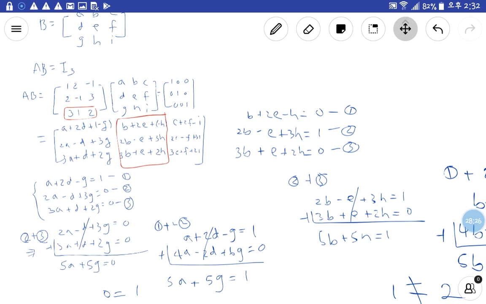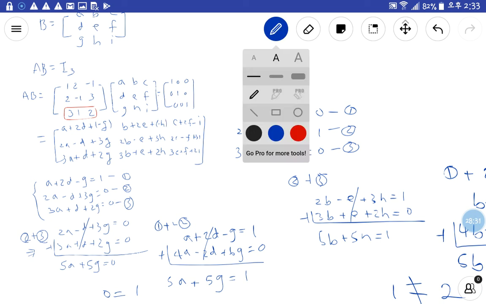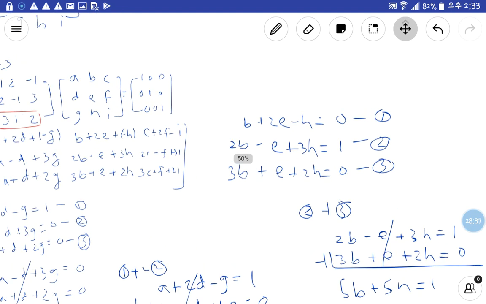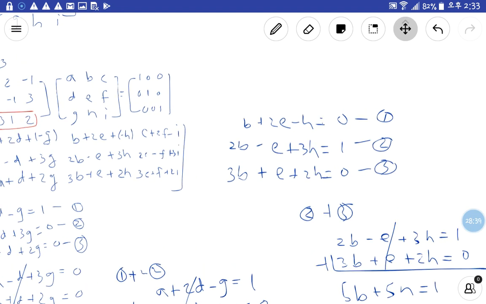The last one, guys, it's getting too long. So when you do exactly the same way for your third one right here, it does not find any value. So the conclusion would be you cannot find any value of A, B, C, D, E, F, G, H, I. So I could say my given matrix 1, 2, negative 1, 2, negative 1, 3, 3, 1, 2 has no inverse.